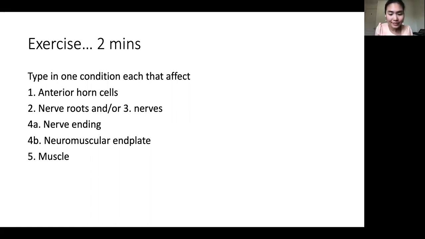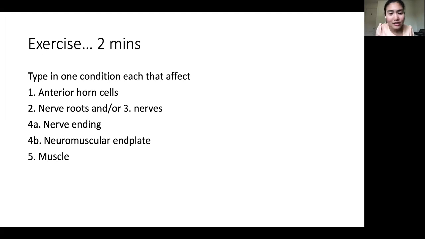Yeah. Excellent. Somebody mentioned polio. Perfect. Lateral sclerosis is mixed. Yes, so motor neuron disease. It can give a mixture of lower motor neuron lesion as well as upper motor neuron lesion. So I can buy that. Yes. Myasthenia gravis. Excellent. Syringomyelia is a mixture. Radiculopathy. Excellent.